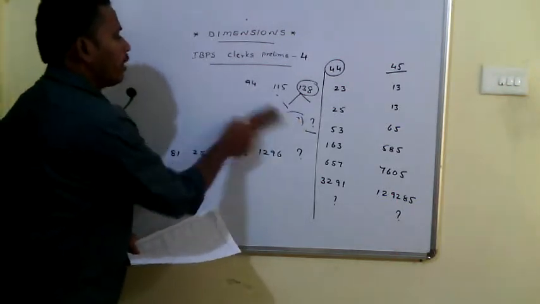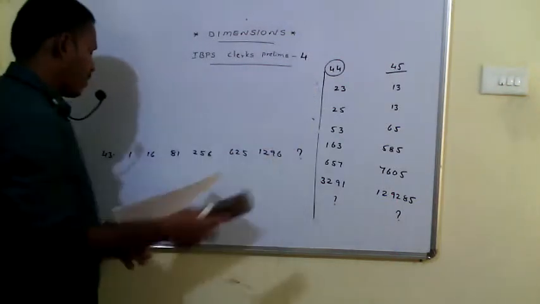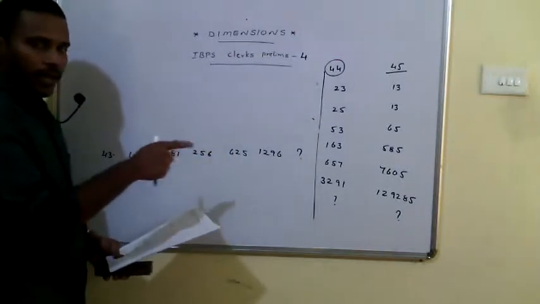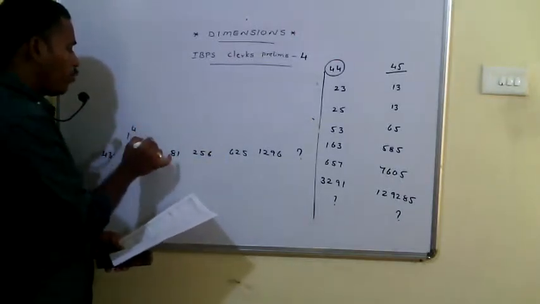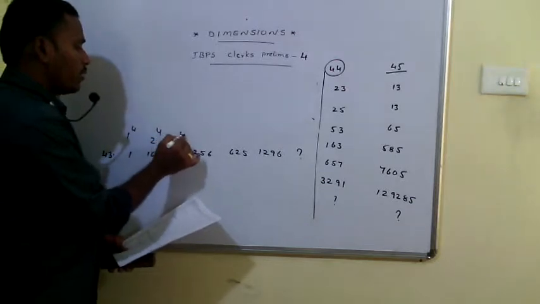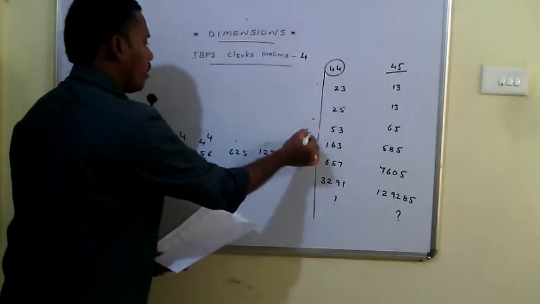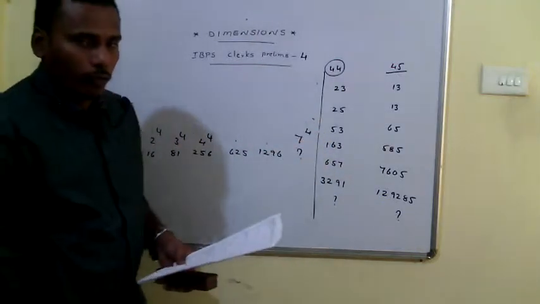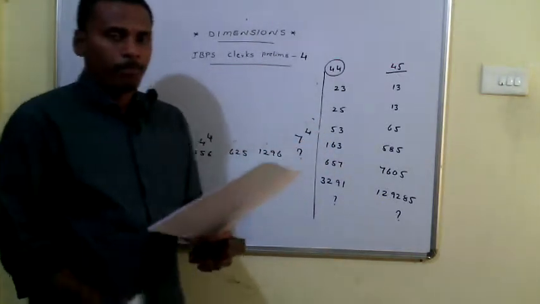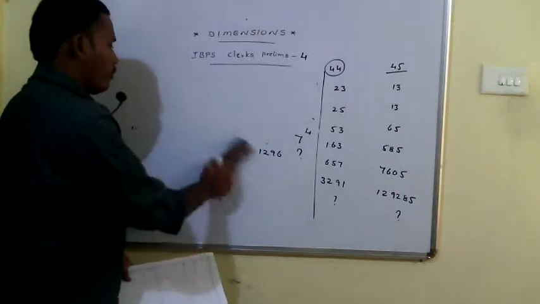Afterwards, coming to the 43rd problem. For the 43rd, the numbers are like this. Clearly, this is 1 power 4, this is 2 power 4, this is 3 power 4, this is 4 power 4, 5 power 4, 6 power 4. The next term of the series is 7 power 4, which is 2401. There ends the 43rd problem.